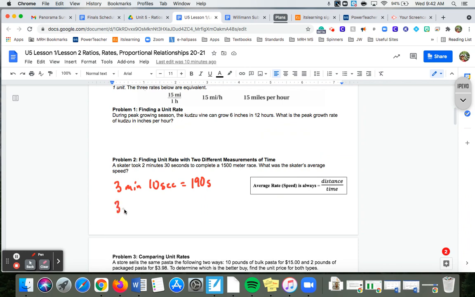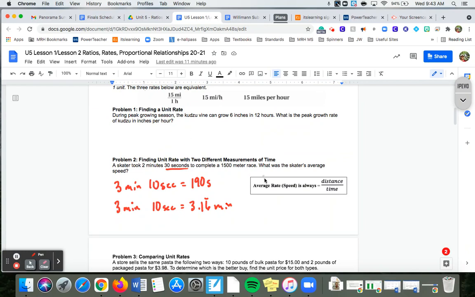Then if I wanted to convert this to minutes, it would be like saying, all right, 10 seconds would be how much of a minute? So 10 divided by 60, and that is 0.16 repeating. So it'd be 3.16 repeating minutes. This one's a little bit easier than that example because it's just 30 seconds, which is only half a minute, or 0.5.